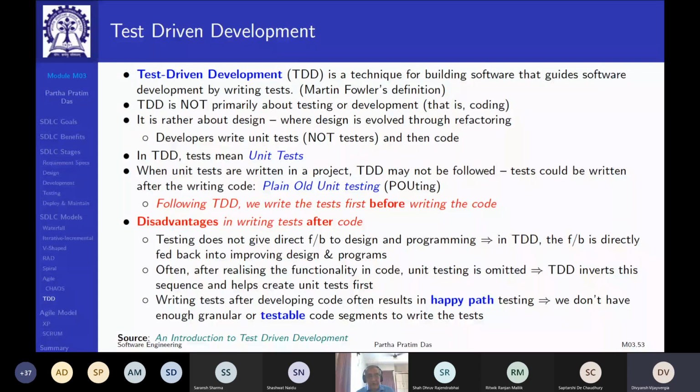Writing tests after developing code often results in the happy path. What is the happy path? Happy path is what you expect to execute. But there are a lot more unhappy paths in a code, which you don't expect, but they happen. Right? So that's where this inversion in TDD really makes a good difference.